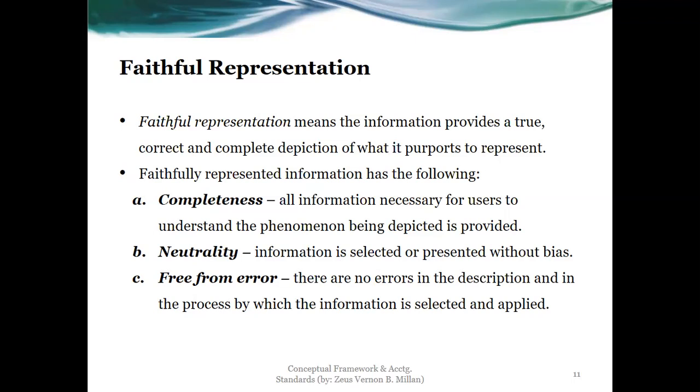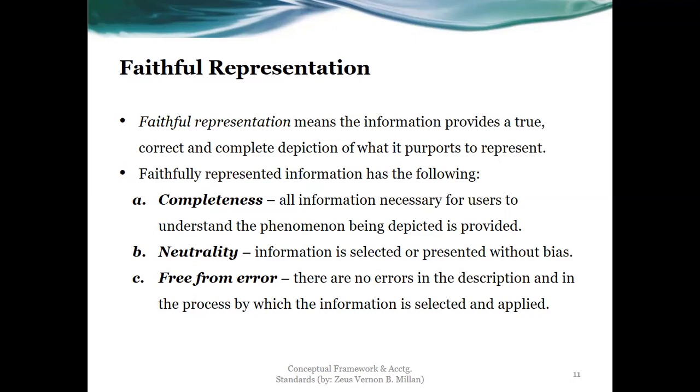To be faithful, we have the following characteristics. Completeness would mean that all information necessary so that users can understand is there, provided. Neutrality is that there's no bias. There is no such thing as partiality of information, meaning the information is already having, let's just say, a subconscious decision, right? Or a cooked decision already, some would say that.